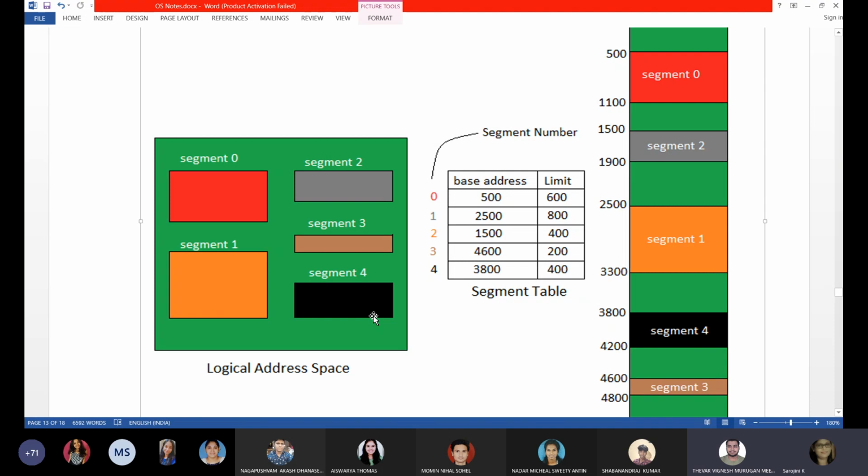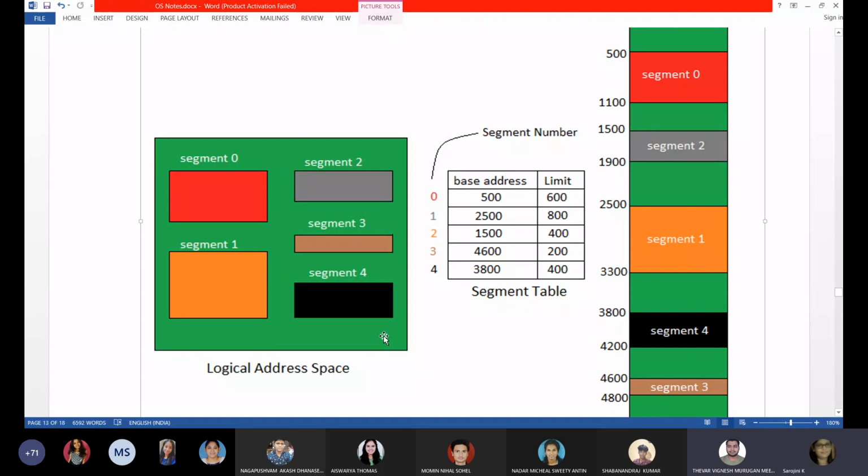This will come definitely. The disadvantage of the paging memory management method is what? Internal fragmentation. Why is it internal fragmentation? Internal to what? Internal to the page. Inside the page, there will be unused free space, that is called internal fragmentation. So now to avoid that, we are splitting.